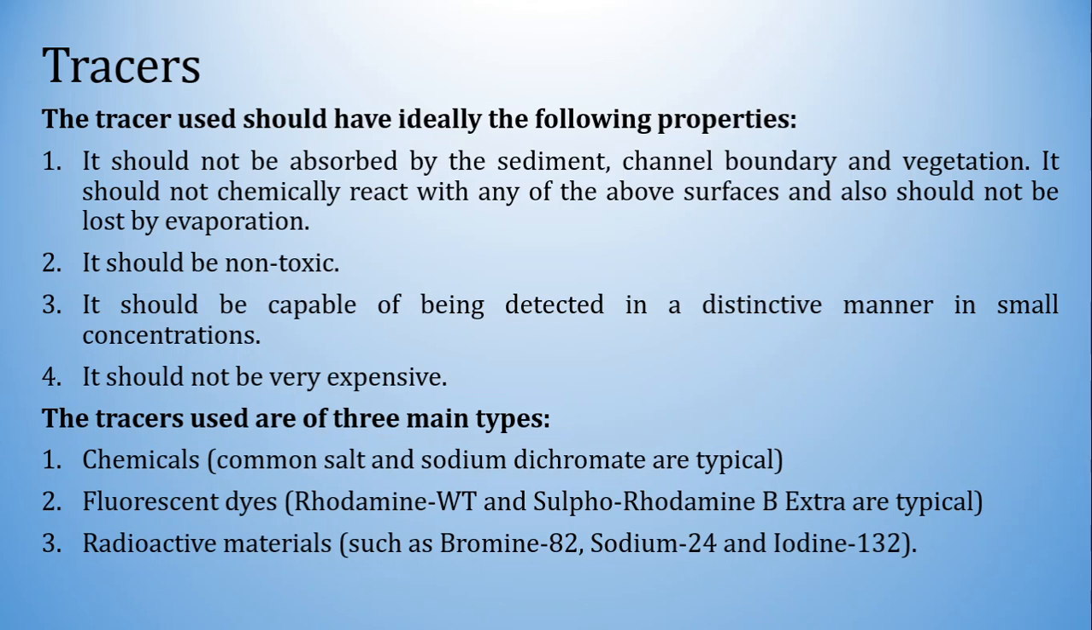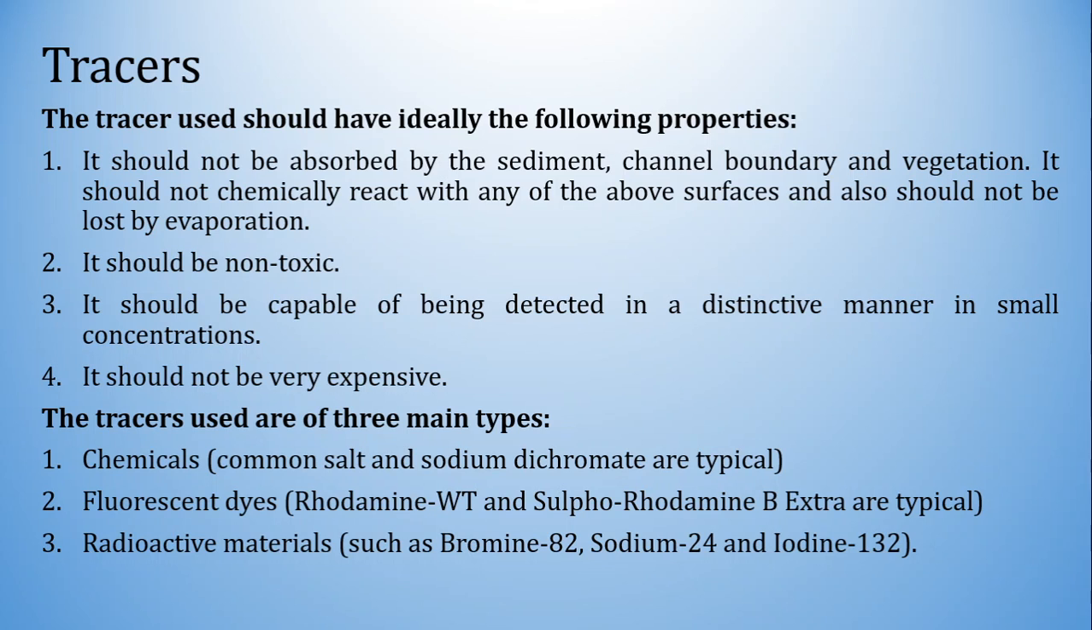Now, the tracer used should ideally have the following properties. It should not be absorbed by the sediment, channel boundary and vegetation. It should not chemically react with any of the above surfaces and also should not be lost by evaporation. It should be non-toxic. It should be capable of being detected in a distinctive manner in small concentrations. It should not be very expensive.